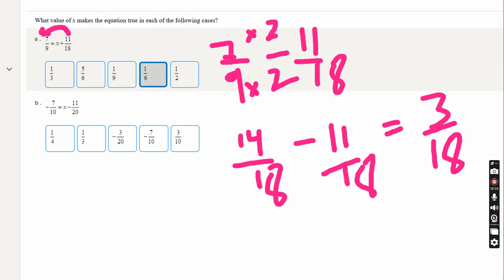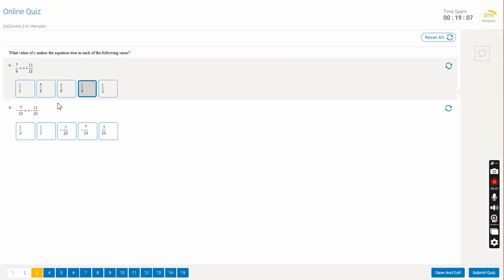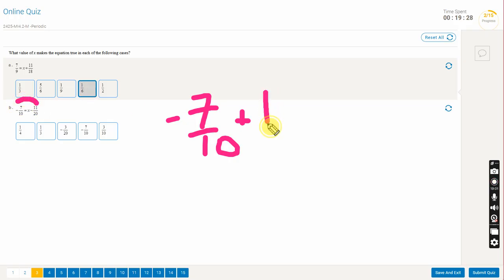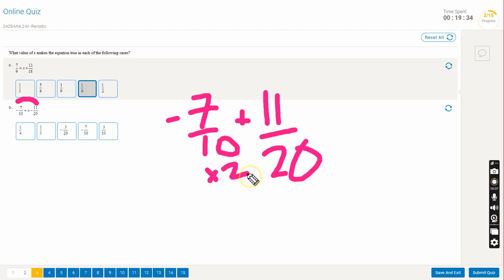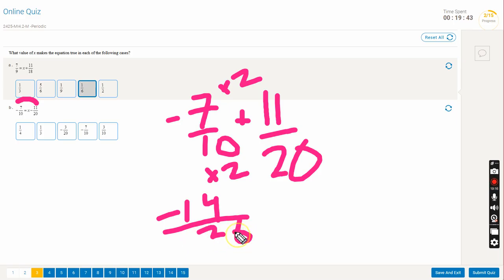Let's go to the next one. Just give me a second. When we have minus 11 over 20, again we'll make the x alone, and we'll take minus 7 over 10. And then we take the minus 11 over 20. Remember, when we take it to the other side, the sign changes. So it becomes plus 11 over 20. So when we have plus 11 over 20, we want to make the denominators the same now. So times 2, times 2, what do you get? Minus 14 over 20, and plus 11 over 20.